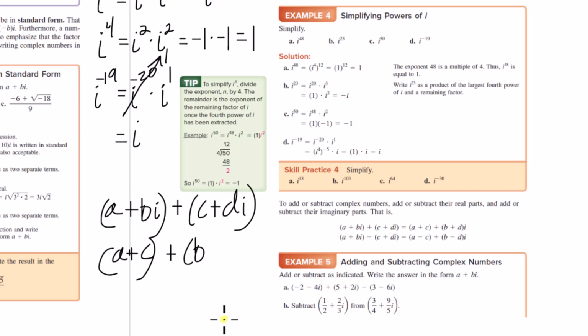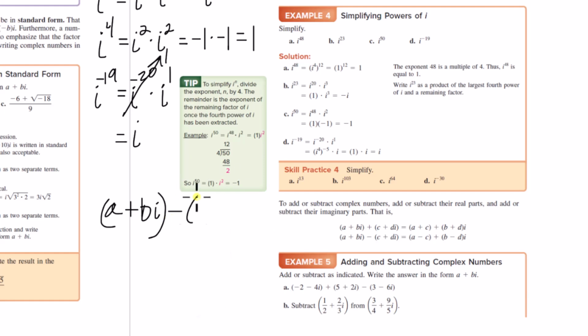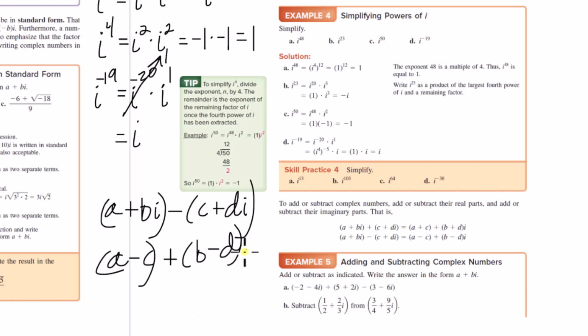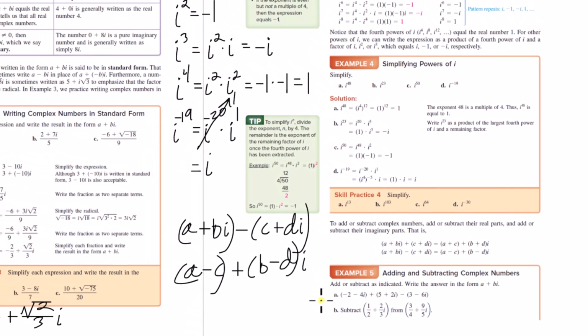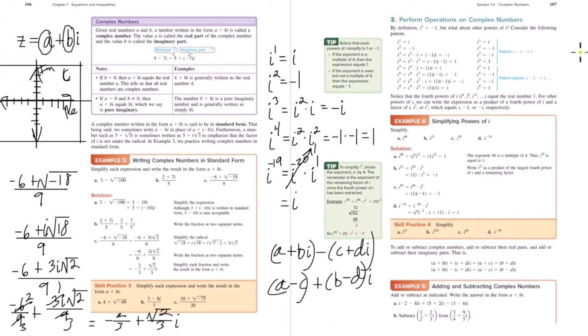And if you're subtracting, then in that case you need to distribute the negative here. So you're going to get a minus c, and then plus (b minus d)i. Really straightforward. We'll work example problems in the next video, but this is really straightforward.